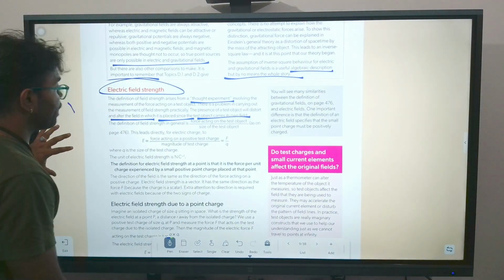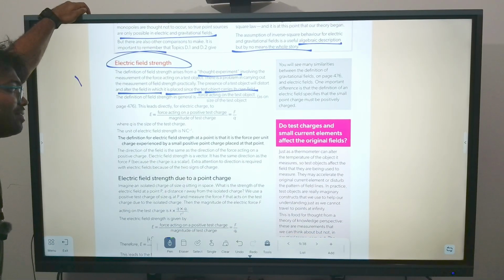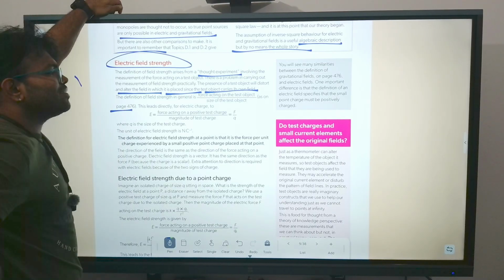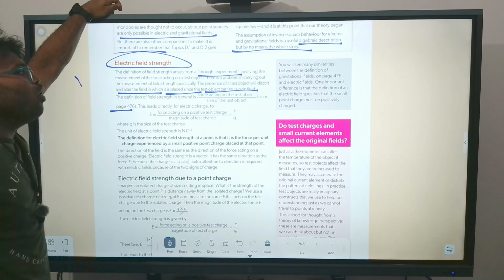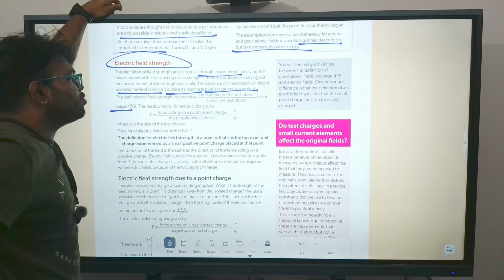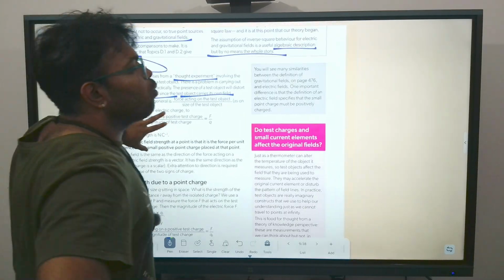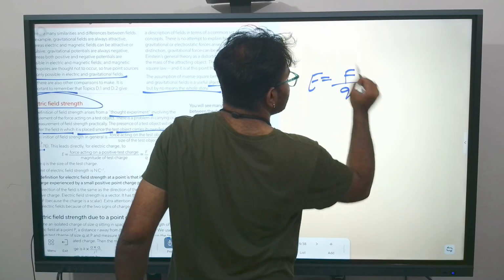Clear? Okay, so the definition of electric field strength in general is the force acting on a test object divided by the size of the test object, as on page 476. It leads directly for electric charge to E is equal to the force acting on a positive test charge divided by the magnitude of the test charge. Understood? So what can we say? E is equal to F upon Q.